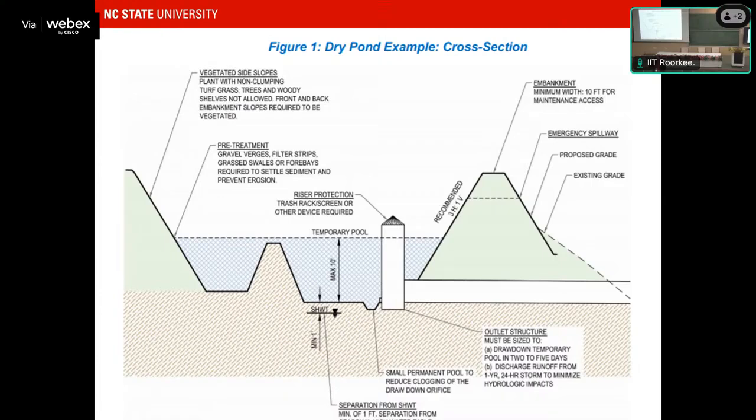3 days. Okay? And so that's why we pick 2 to 5 days. All right? You want to give your designer some flexibility. But 3 days means that when it rains the next time, you have created extra capacity. You have capacity in your basin to handle the next storm, all right?